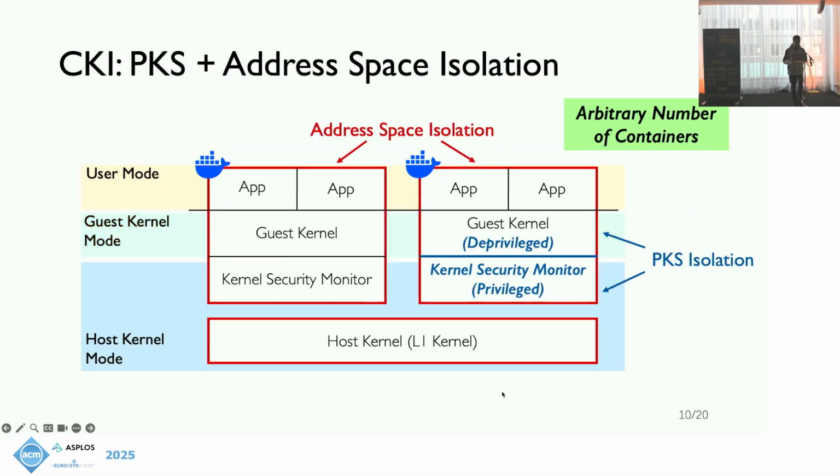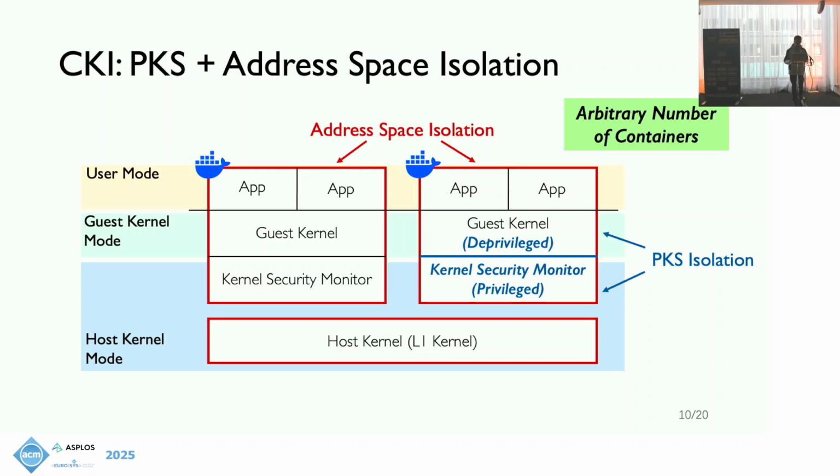PKS only provides 16 isolation domains, while one machine may host hundreds of containers. To overcome this limitation, we combine address space isolation with PKS isolation. Different containers and the host kernel are isolated in different address spaces, and inside one address space, the guest kernel is deprivileged with PKS isolation.